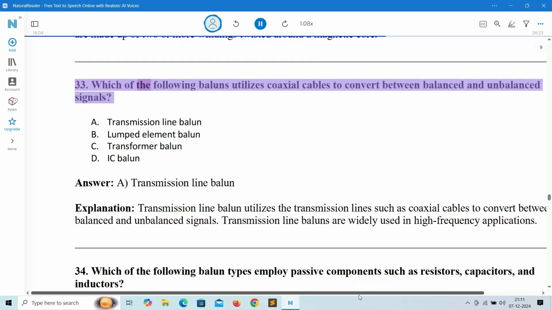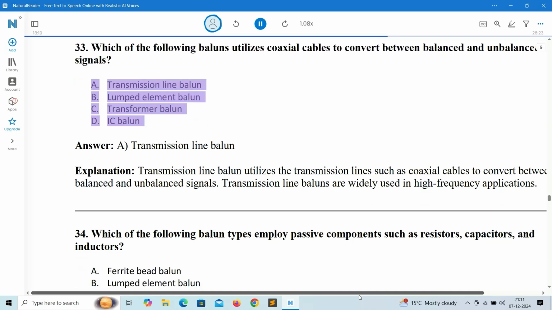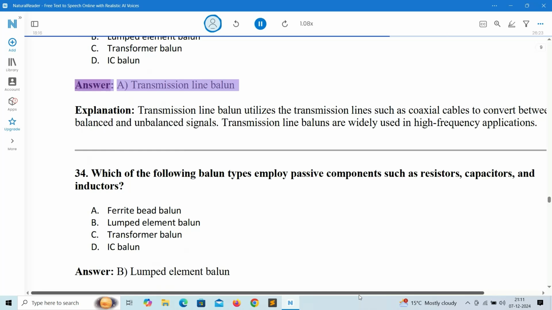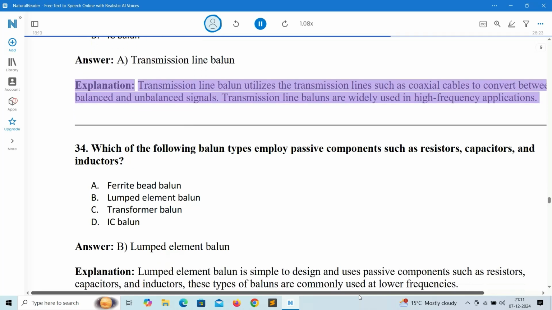33. Which of the following baluns utilizes coaxial cables to convert between balanced and unbalanced signals? A. Transmission line balun B. Lumped element balun C. Transformer balun D. IC balun. Answer: A. Transmission line balun. Explanation: transmission line balun utilizes transmission lines such as coaxial cables to convert between balanced and unbalanced signals. Transmission line baluns are widely used in high-frequency applications.